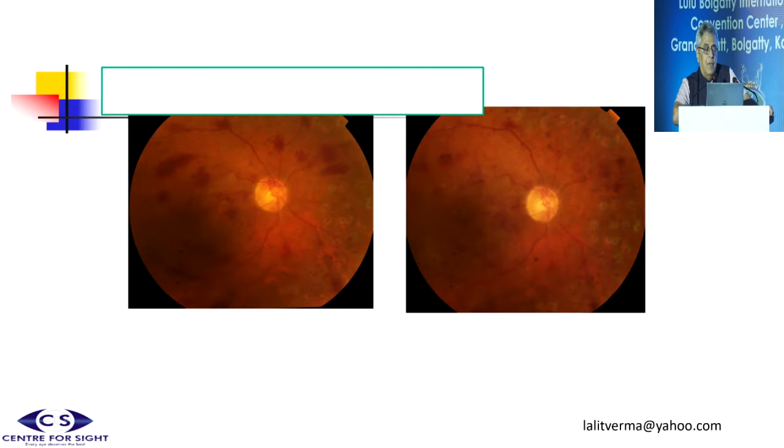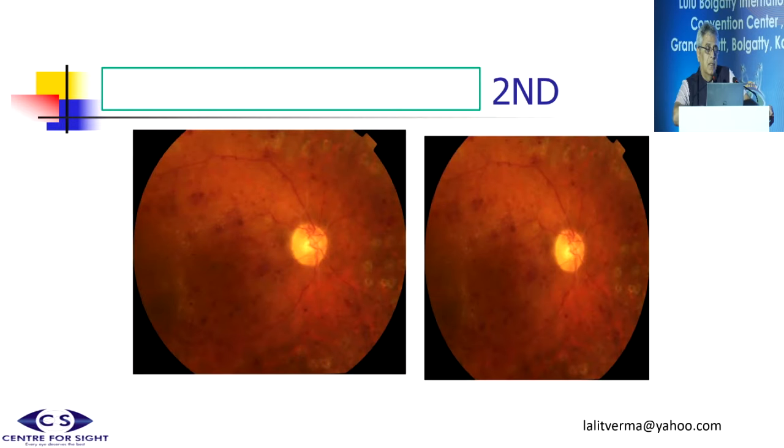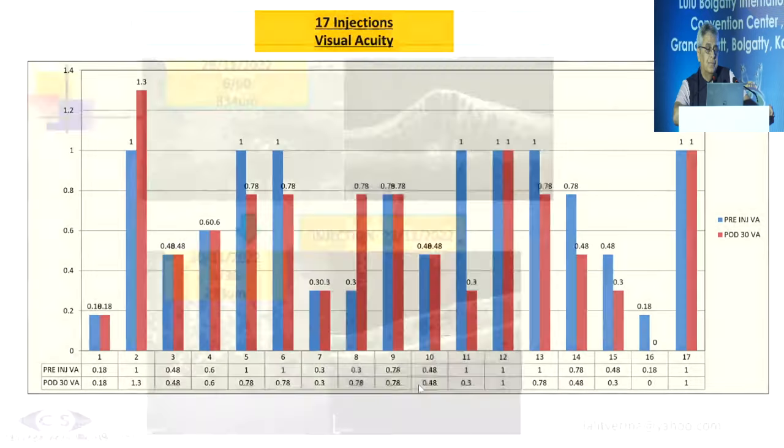This was another diabetic patient, actually landed up with NVG and had rubeosis iridis also. This patient, we gave this injection on 20th, and this patient, you see the miraculous response from nearly 759 to less than around 300. And this patient ultimately had a vision of 6x36. You see, gaining 6x36 in a patient of NVG is very good. Subsequently, however, this same patient received another injection because he had a rebound, and again second injection was given, and this patient responded nicely.